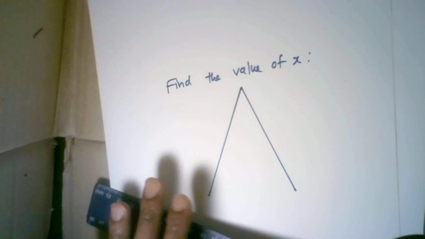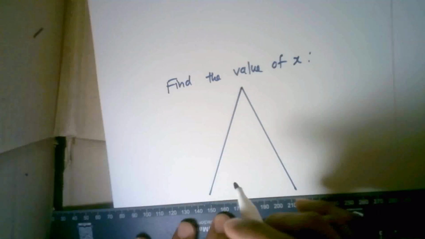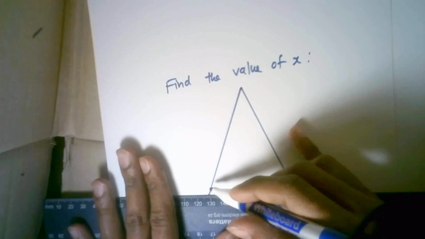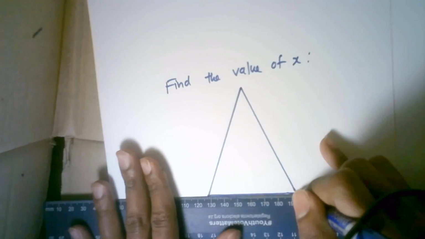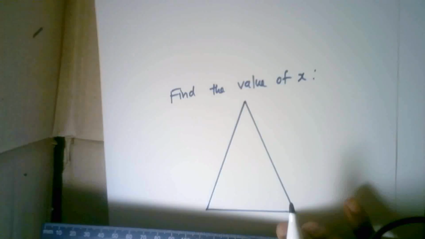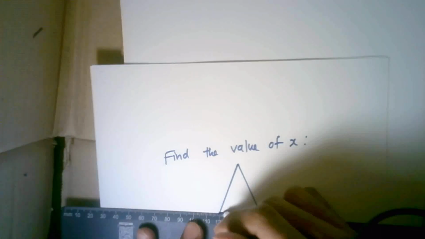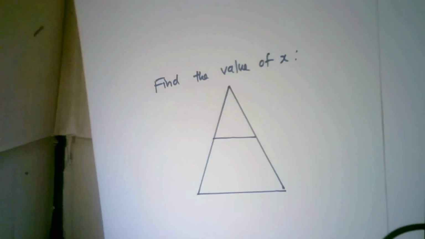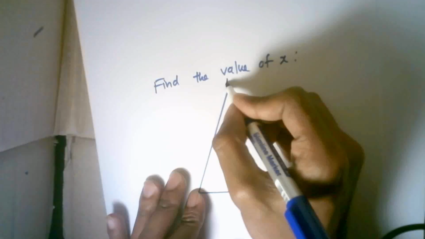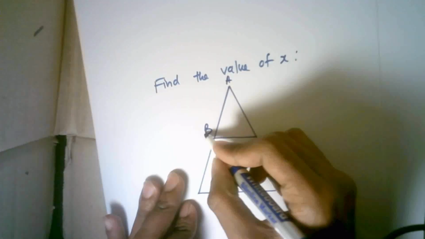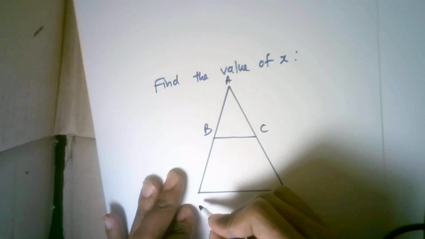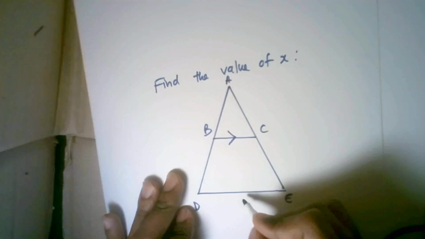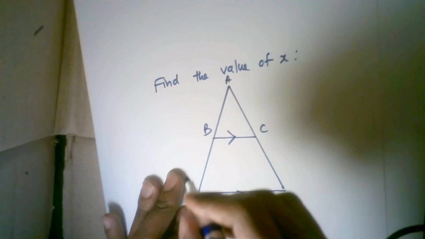Right, so I'm given a geometric figure that looks something like this. Let's say I'm given a triangle that looks something like this. I'm given that this is triangle ABC. The entire triangle is triangle ADE. I'm also given that BC is parallel to DE.